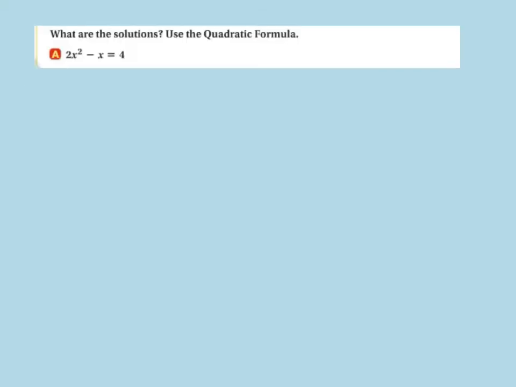So I want to know what are the solutions to the quadratic formula. First thing you should do is set this equal to 0, because solutions are still finding the zeros of the function. So if I subtract 0, I have 2x squared minus x minus 4 equals 0. So when I look at this problem, my a would be equal to 2, b is equal to negative 1, and c would be equal to negative 4. So now I plug it into the quadratic formula.